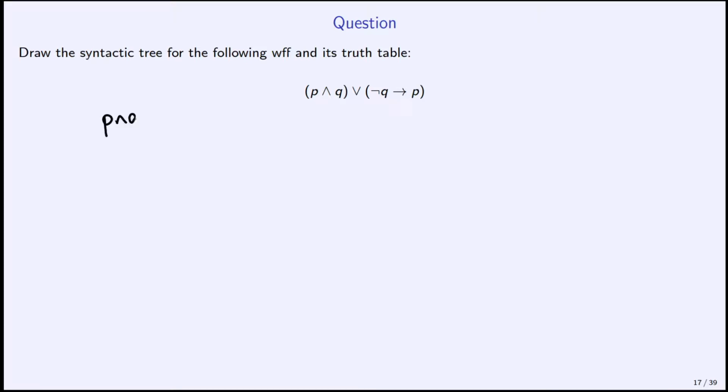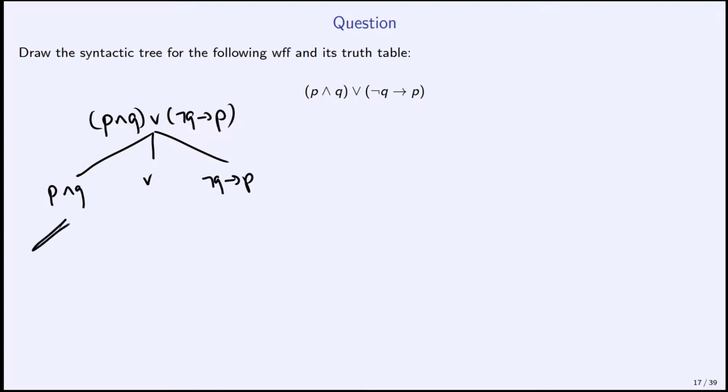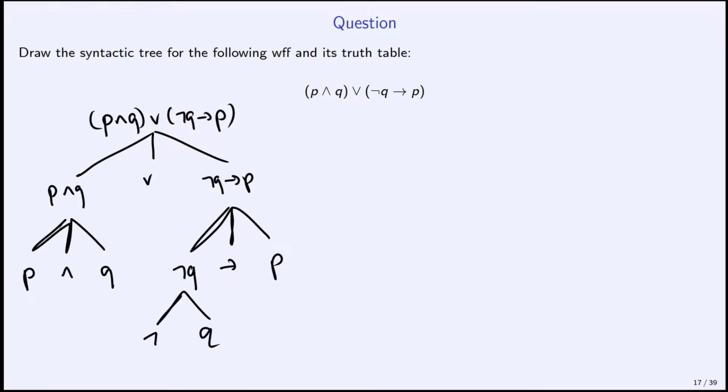So first, I want to build the syntactic tree for it to figure out what we have to build for our truth table. And when you get good at this, you don't have to draw the tree at all. But just to illustrate now, P and Q is on its own, OR is on its own, and then not Q arrow P becomes its own well-formed formula. So P and Q we can split into P and Q. Not Q arrow P, we can split to not Q arrow P. And then not Q, we can split into not and Q.